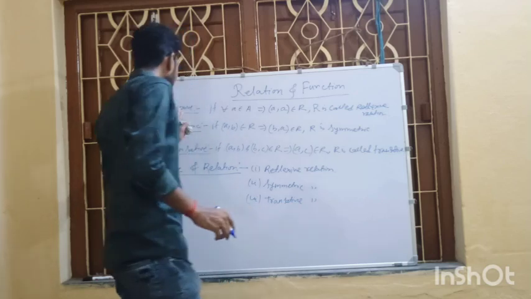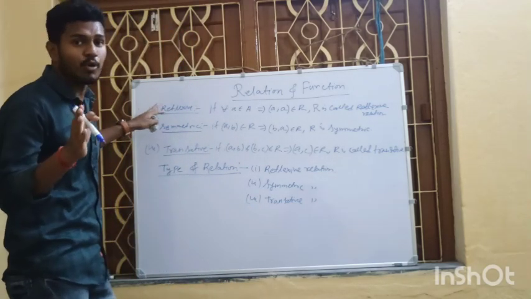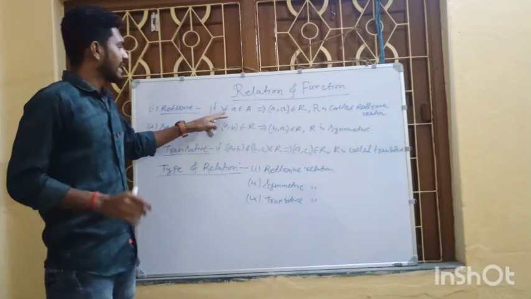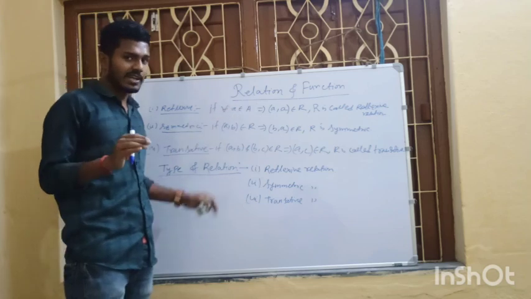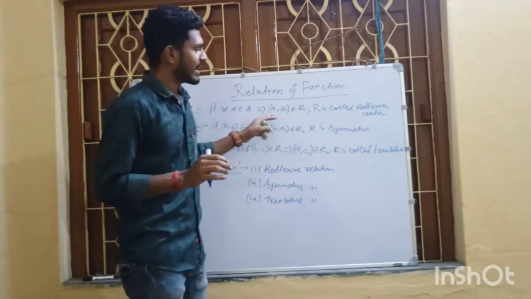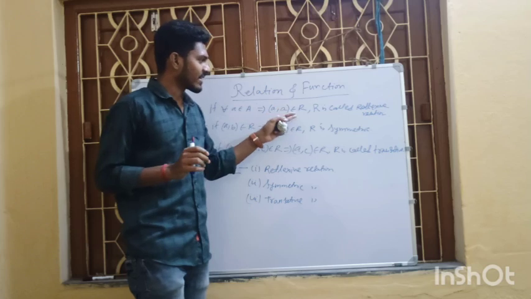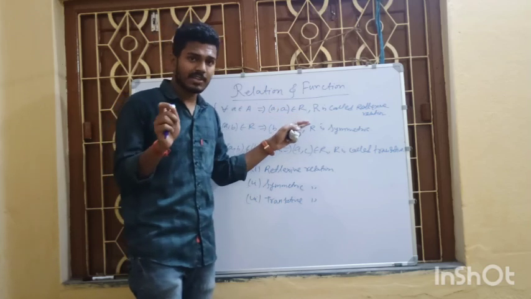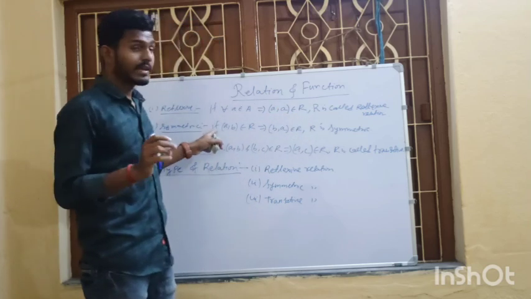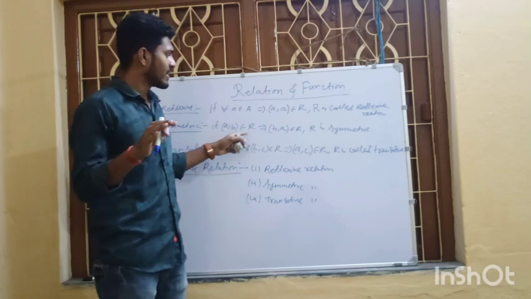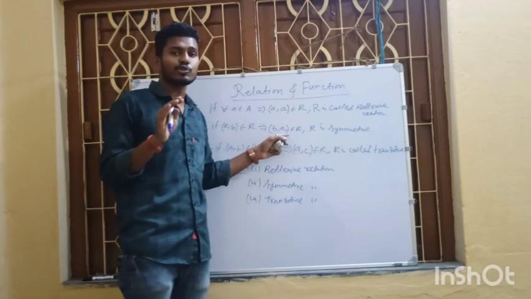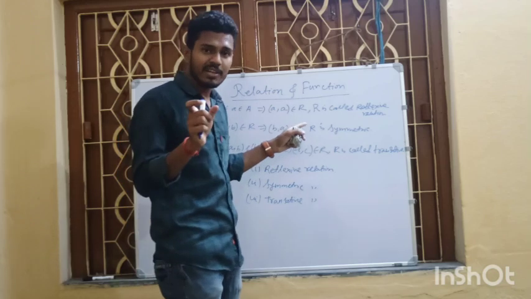These are three types of relation. First of all, reflexive relation. What is a reflexive relation? If an element a belongs to capital A, this implies (a, a) belongs to R, then R is called a reflexive relation. And the second: if (a, b) belongs to R, then (b, a) also belongs to R. This R is called a symmetric relation.